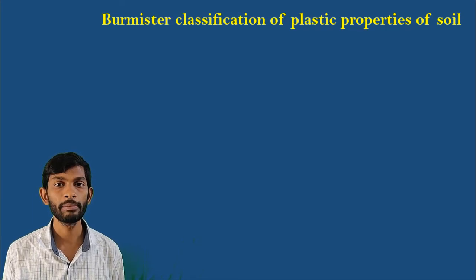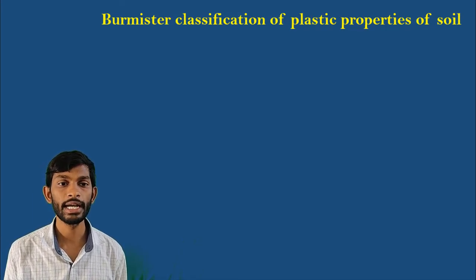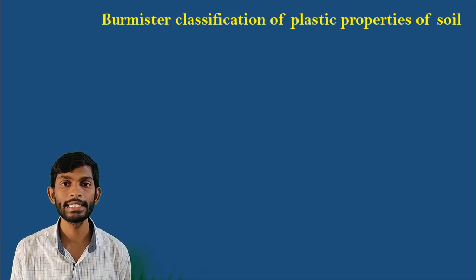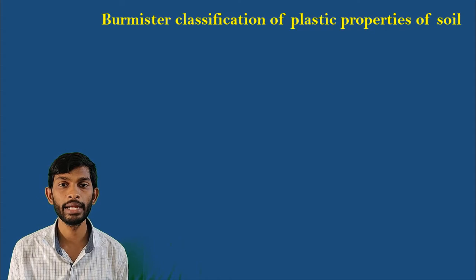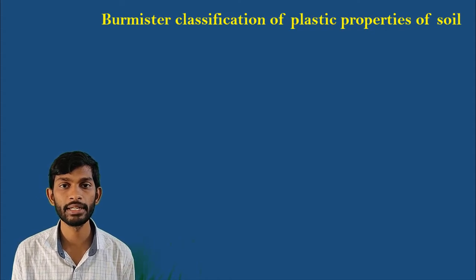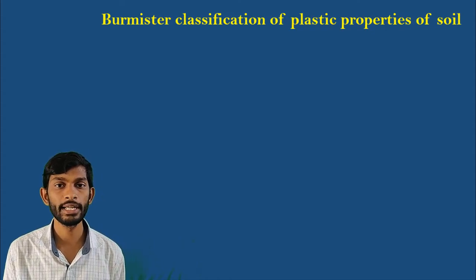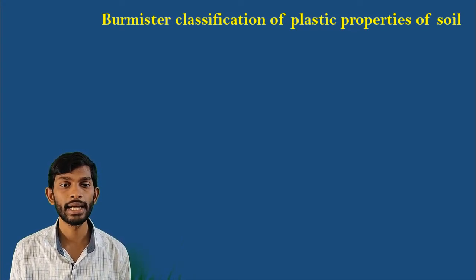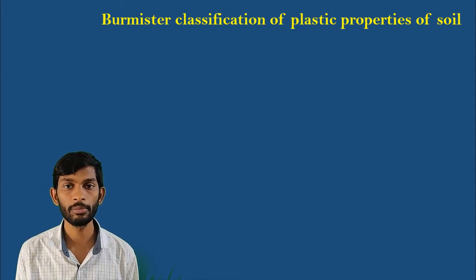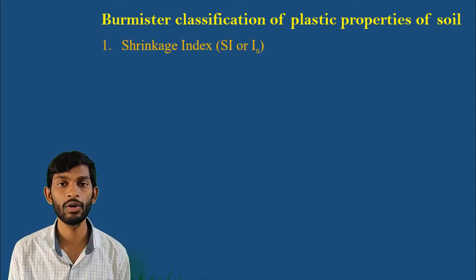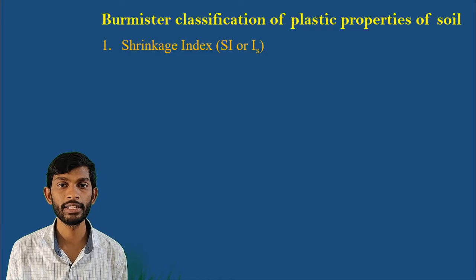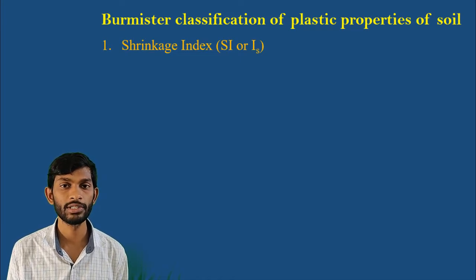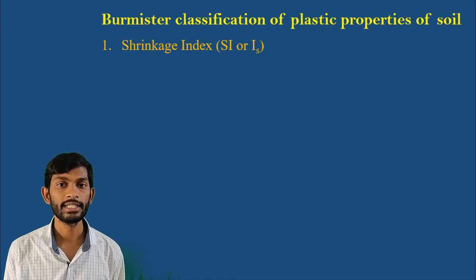Right? Now coming back, we have different classifications of plastic properties of soil, and these classifications are made by a scientist called Burmister. Hence, upon his name we are going to call these the Burmister classification of plastic properties of soil. We'll talk about what those classifications are and how Burmister classified the various plastic properties of soil. So the first one is shrinkage index.